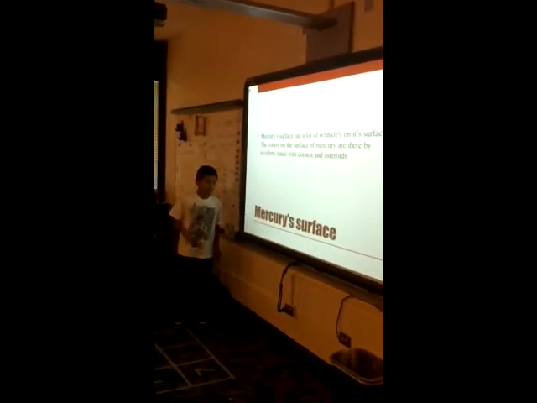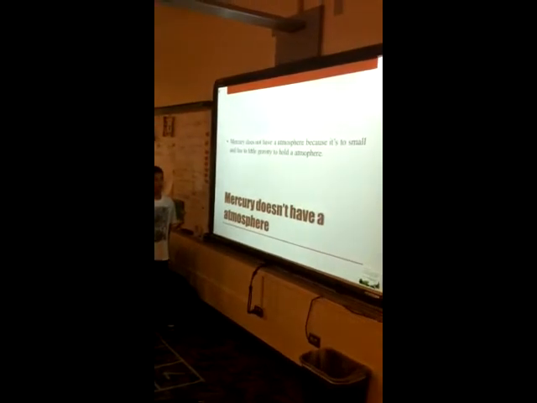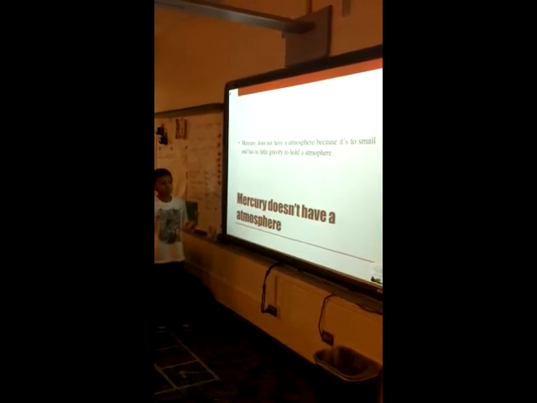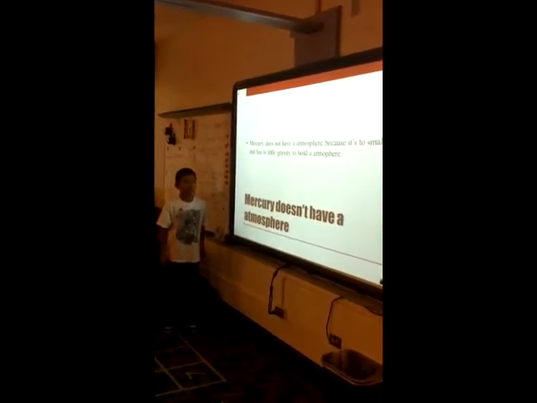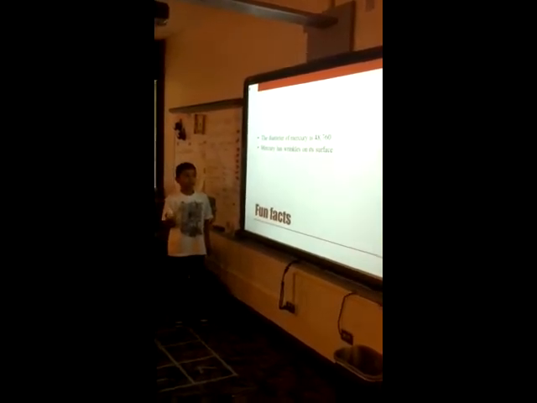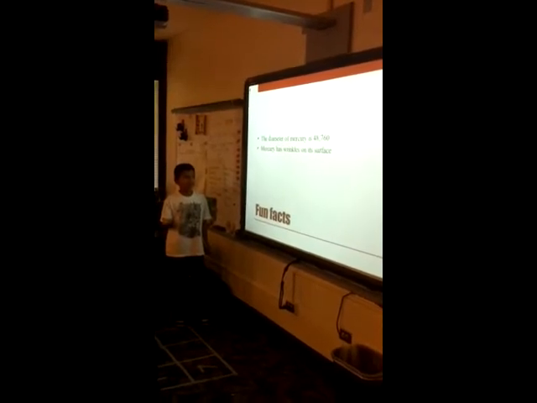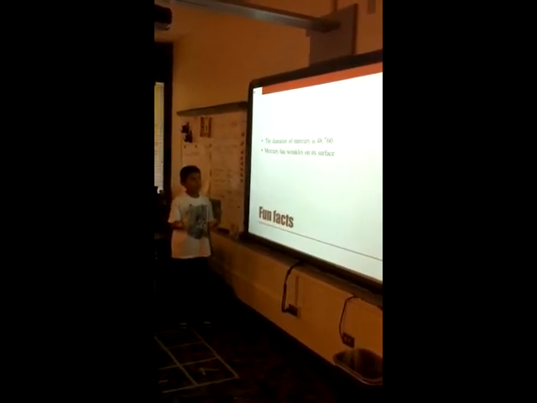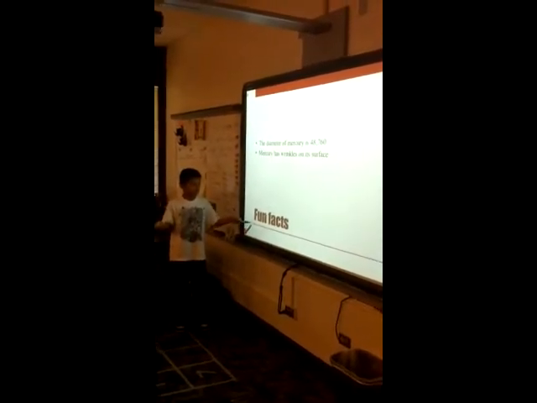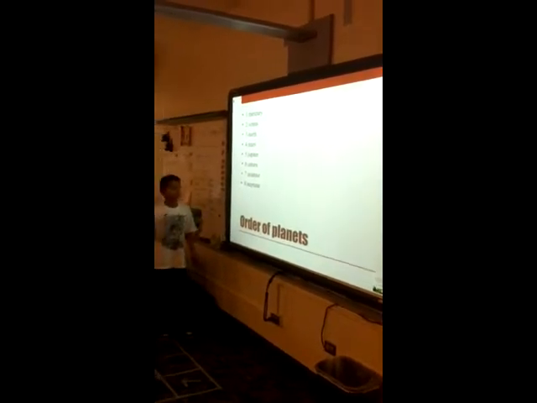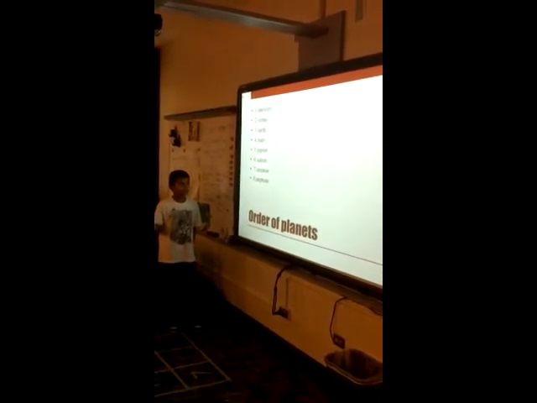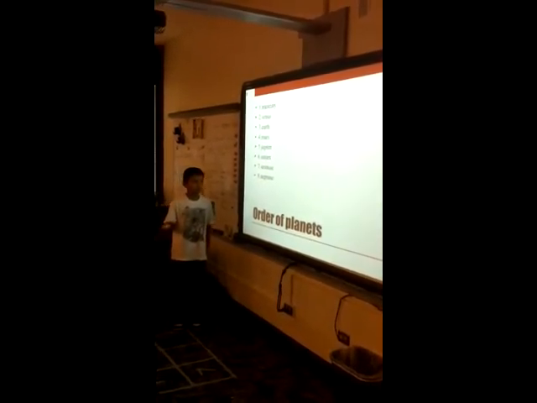Mercury does not have an atmosphere because it's too small and has too little gravity to hold an atmosphere. The diameter of Mercury is 48,760. Mercury has sprinkles on its surface. The order of the planets: Mercury, Venus, Earth, Mars, Jupiter, Saturn, Uranus, and Neptune.